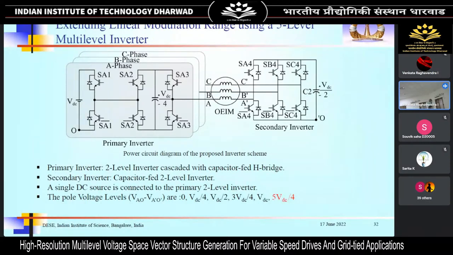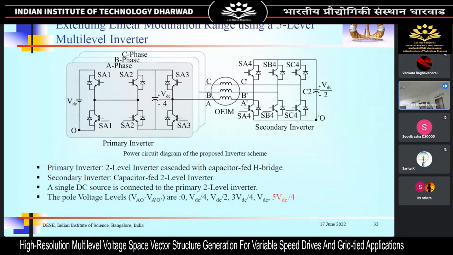Here we use an open-end winding structure, which is not for drives application. What we did, the neutral is removed and connected from the other end. So this is VDC, this is VDC by 2, this is VDC by 2. Still it is a single DC source. When you do this, how many levels are there? 0, 1, 2, 3, 4, 5 levels. The last level is VDC plus VDC by 4. That means you come here and this also comes into the picture.